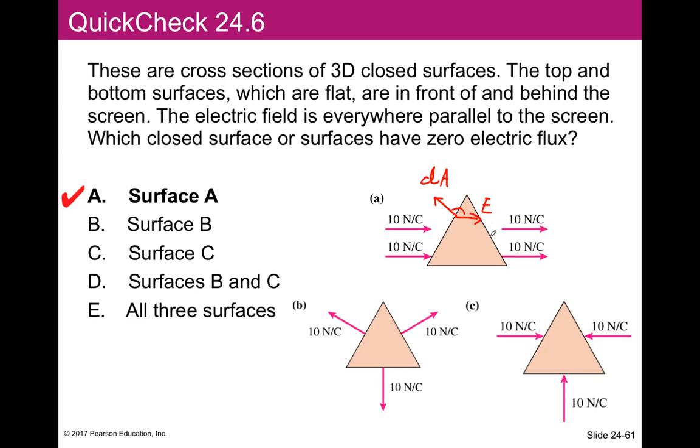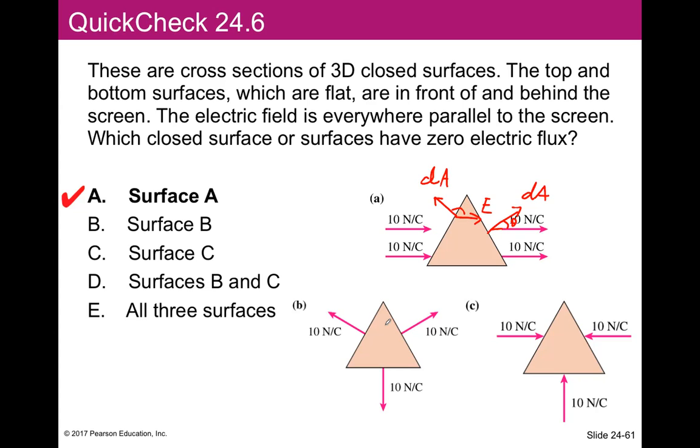And in another case here, dA goes in that direction, and the angle between dA and your E is less than 90 degrees, and cosine theta is positive. So on the left surface, you get negative values of the flux. On the right, you get positive. So finally, in this case, we get zero net flux.